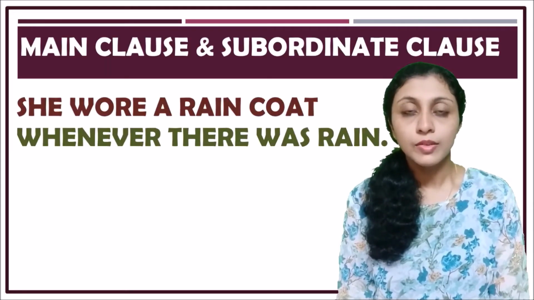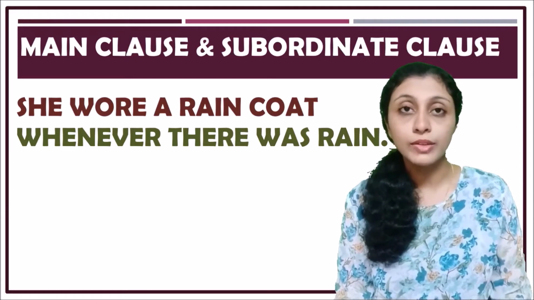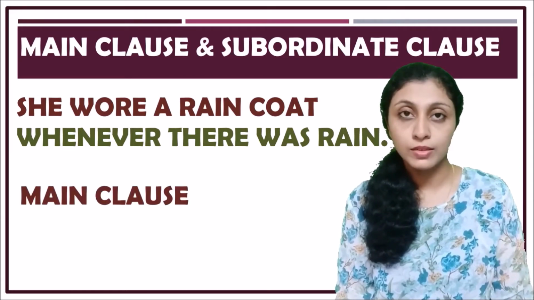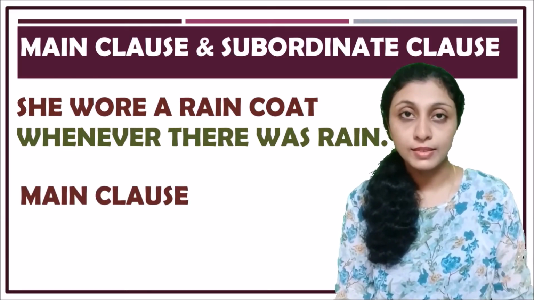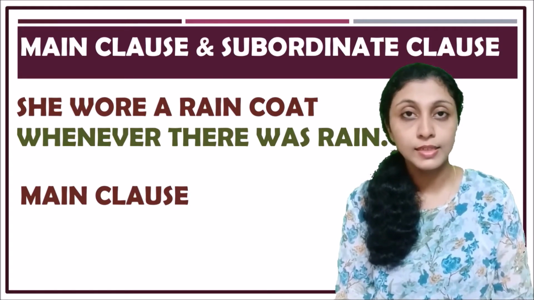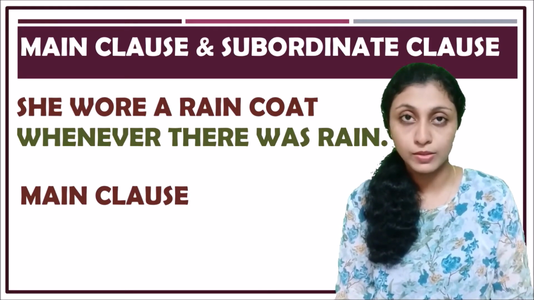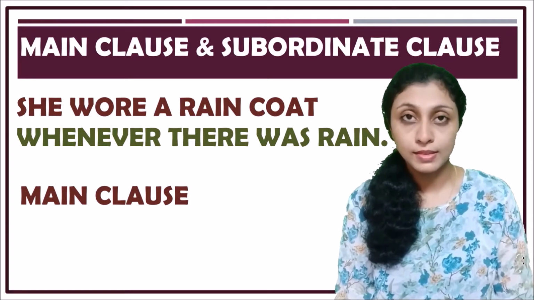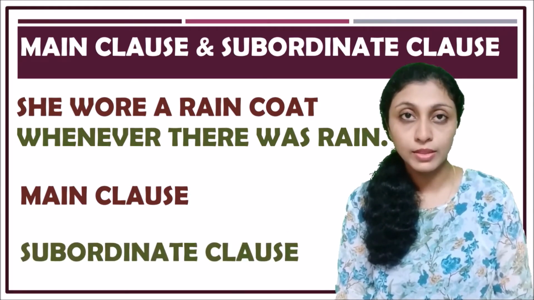She wore a raincoat whenever there was rain. She wore a raincoat is the main clause. This part of the sentence can stand independently. Hence, you can say it is the main clause. Whereas the rest of the sentence can be referred to as the subordinate clause, whenever there was rain.